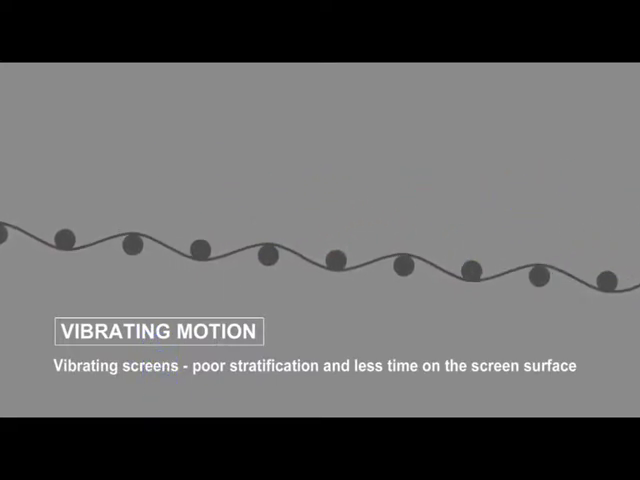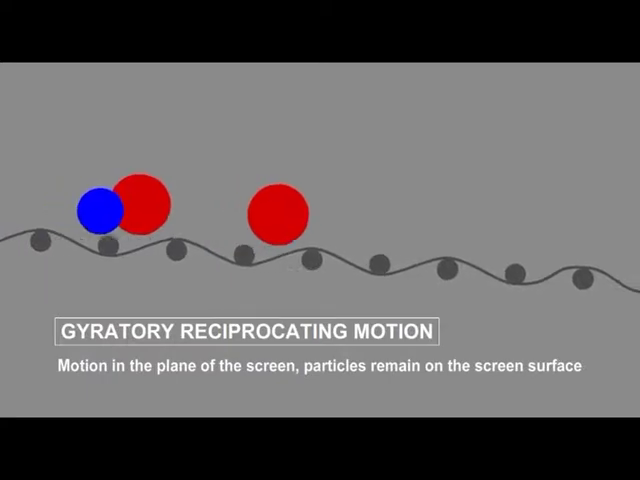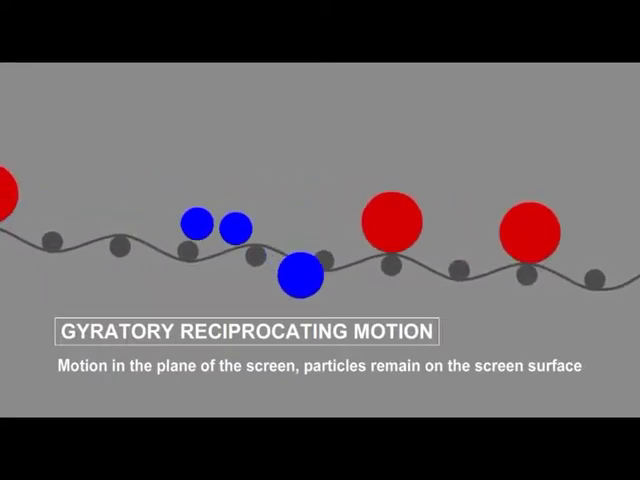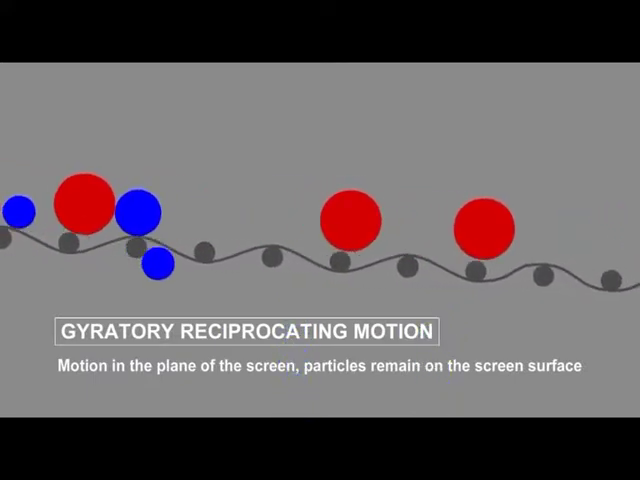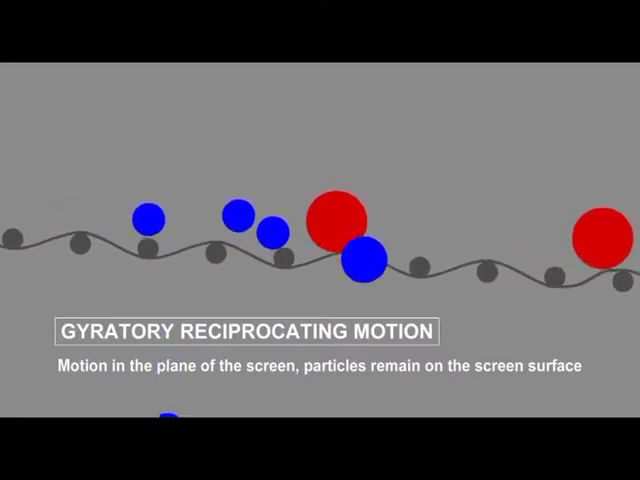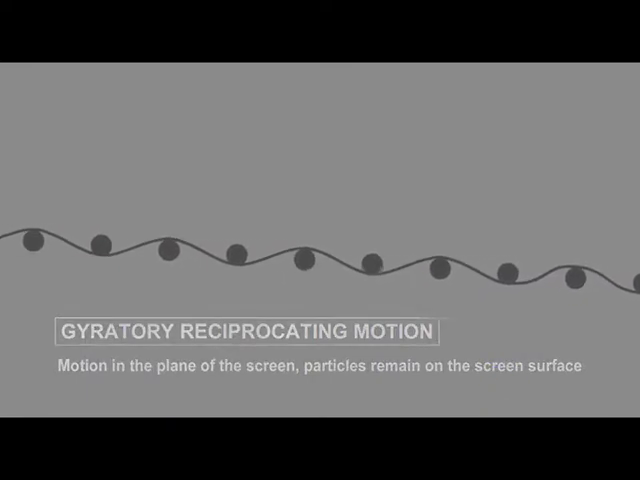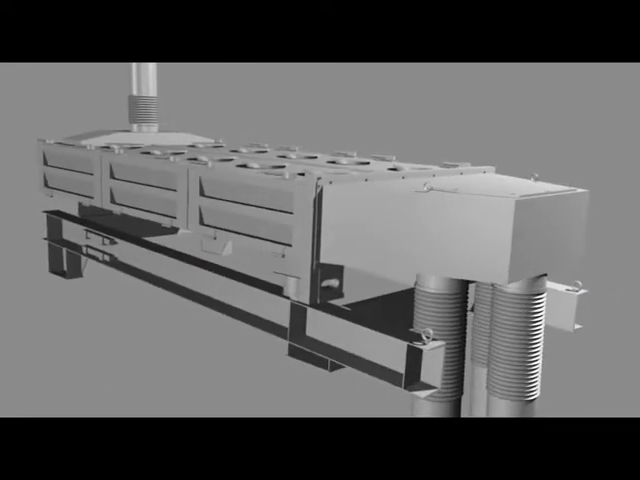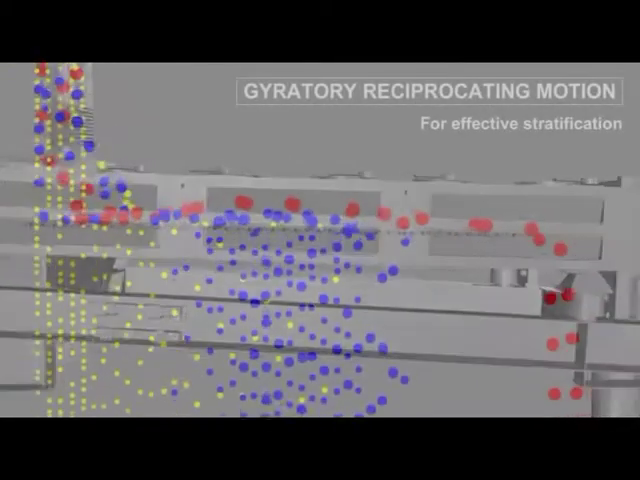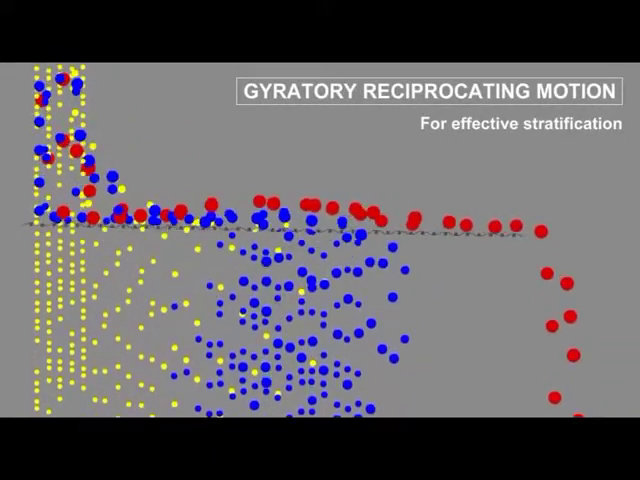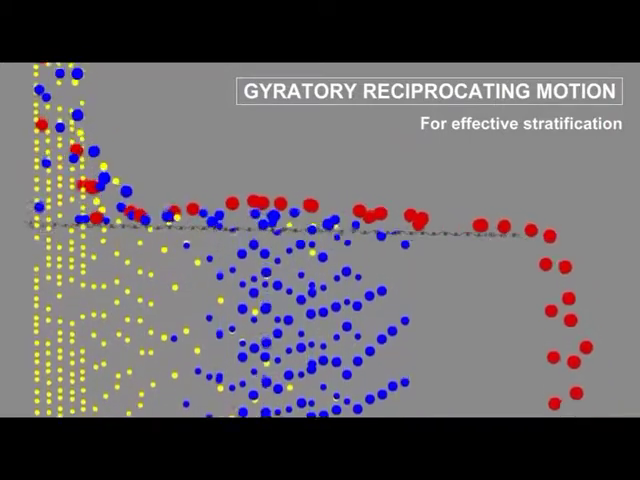A gyratory or gyratory reciprocating motion is generally in the plane of the screen surface without a vertical component, so the particles are in direct contact with the screen surface for maximum exposure to the aperture. A separator with a gyratory reciprocating motion in the plane of the screen surface will be more efficient than one using a vibrating motion with a strong vertical action. The gyratory reciprocating motion naturally stratifies the smaller particles toward the screen surface. This creates a condition that enables the screener to deliver very precise near-size separations.